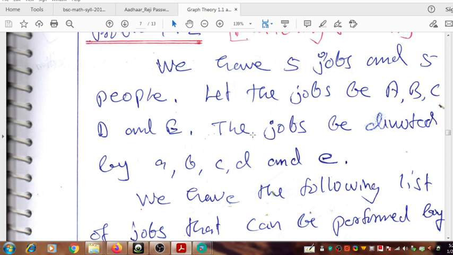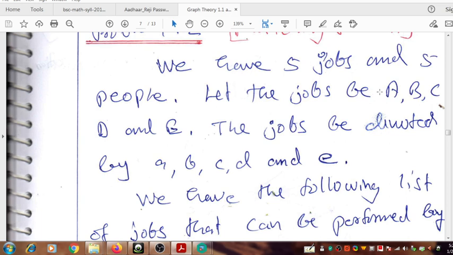An error has occurred here. The first representation is that of people. We have people and jobs. The people are denoted by A, B, C, D, and E. It's a mistake. This part should be corrected as people. Okay, the people. There are 5 people.